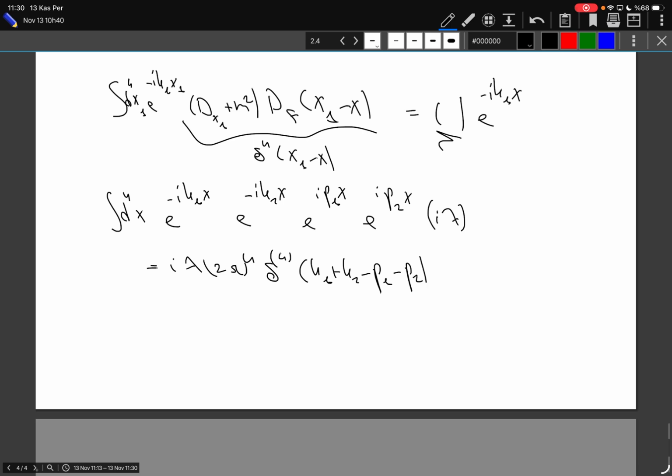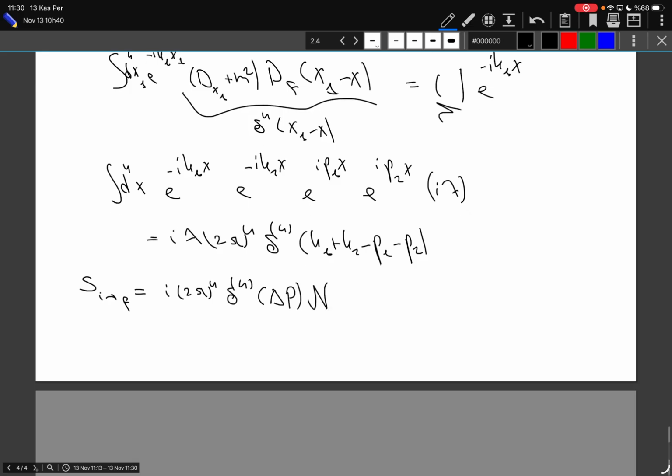Remember our definition of the S matrix. We had defined it as i 2 pi to the 4 Dirac delta 4 of the total momentum, this is the overall energy momentum conservation, times what we called M. And we see that M is actually lambda at this order.